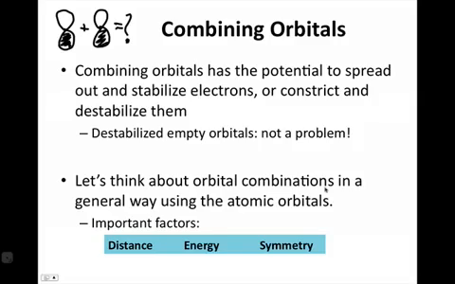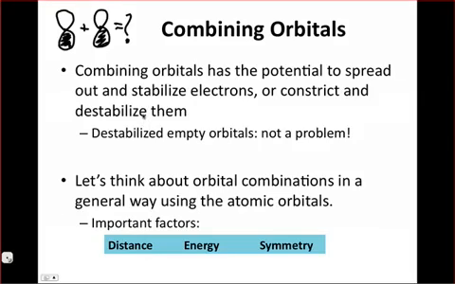Combining orbitals. Well, the idea behind combining orbitals is that molecules want to spread their electron density out, right? The reason that forming bonds is a favorable process is because atoms want to spread their electrons out as far as possible in order to avoid electrostatic repulsion between the electrons in the atom. And that will stabilize electrons in those orbitals.